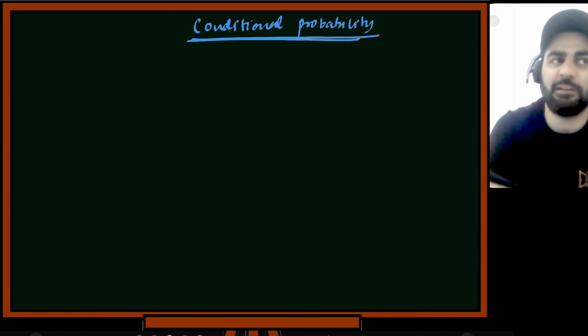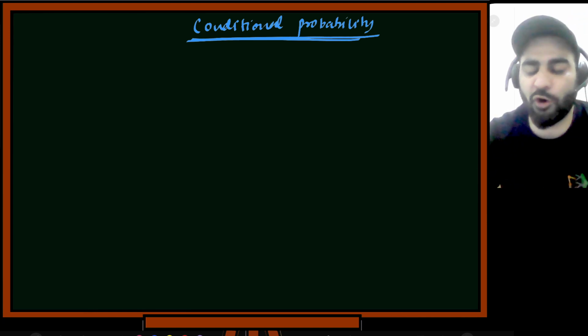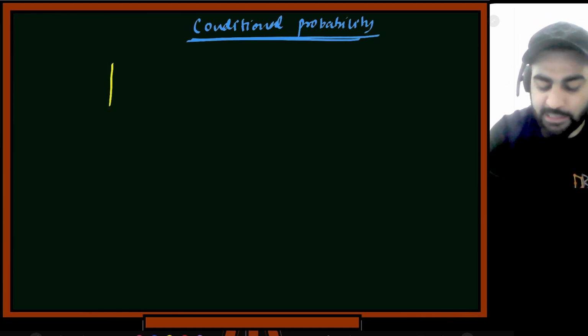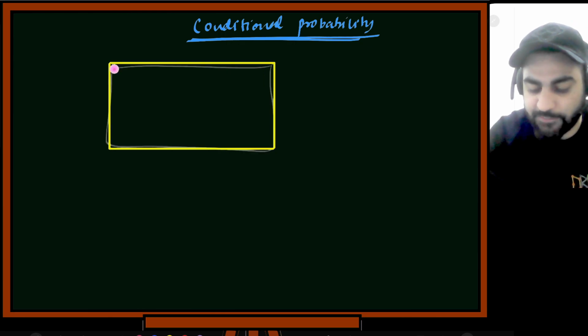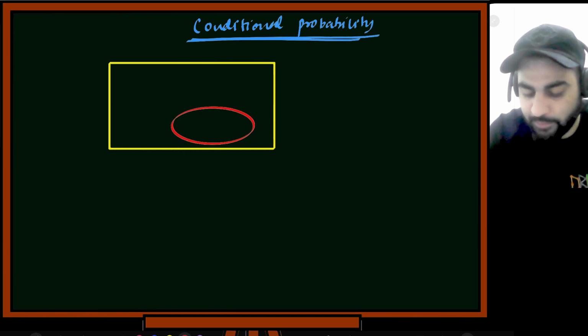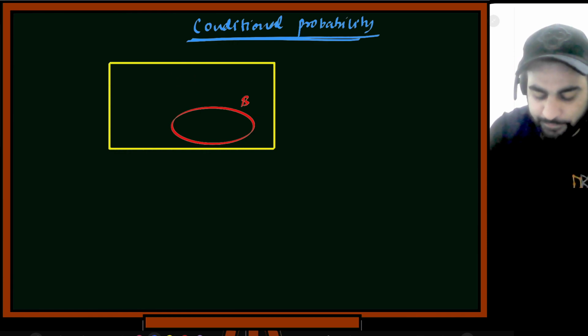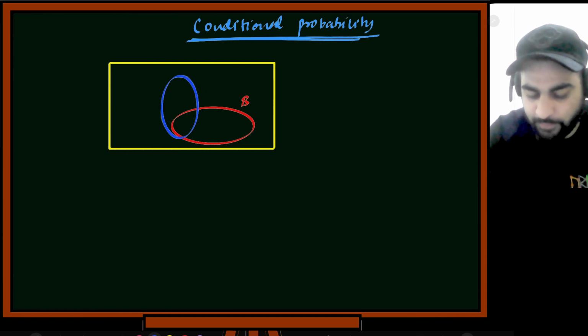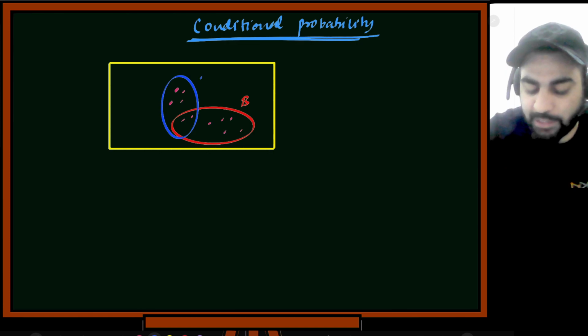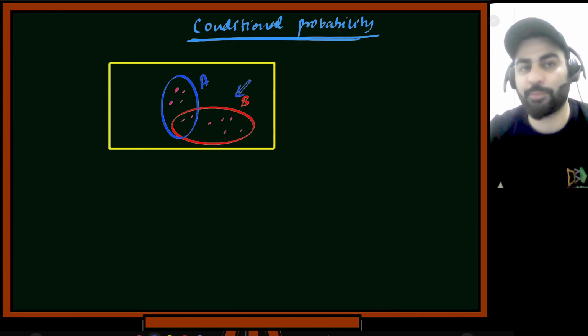So there are events which are not mutually exclusive, and one event might have some common element with the other event. Let's again take an example for revision purposes. Let's suppose this is our sample space. Let's say there is an event, call it B, and there is some event, call it A. Now if I tell you that B happened, what is the probability of A?